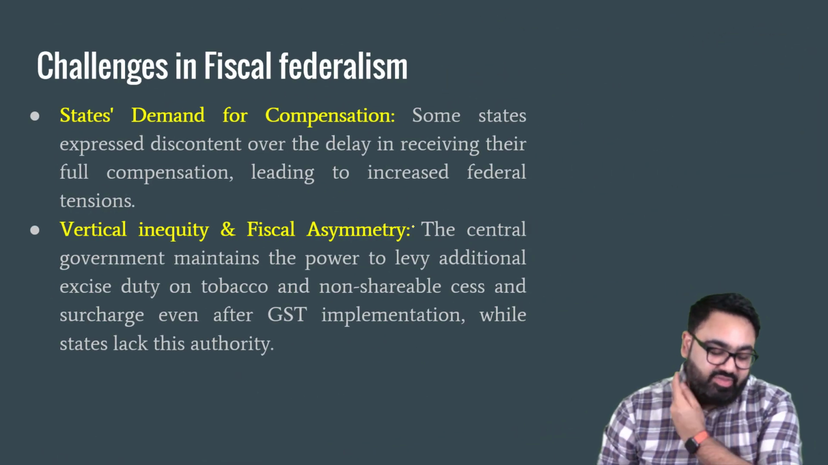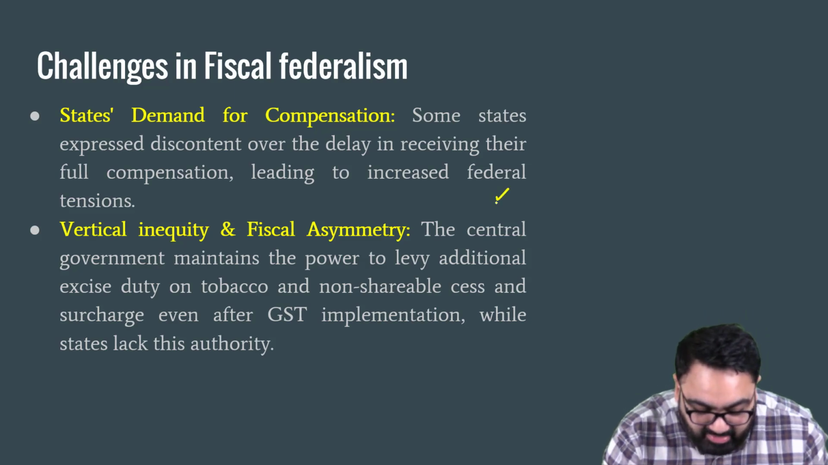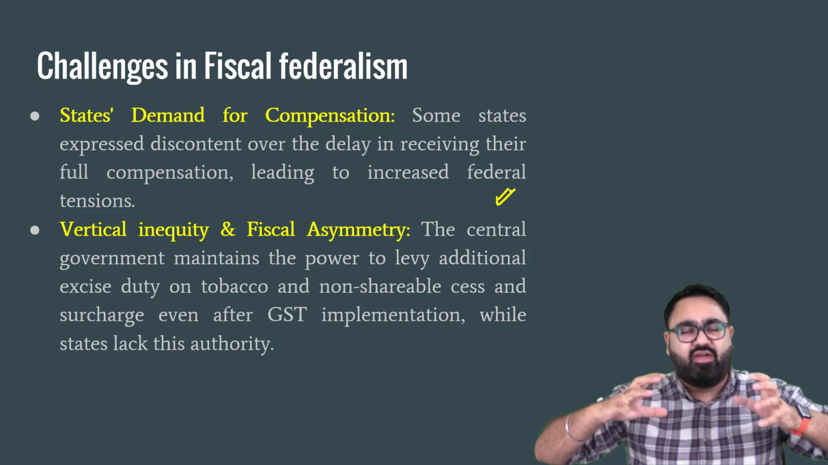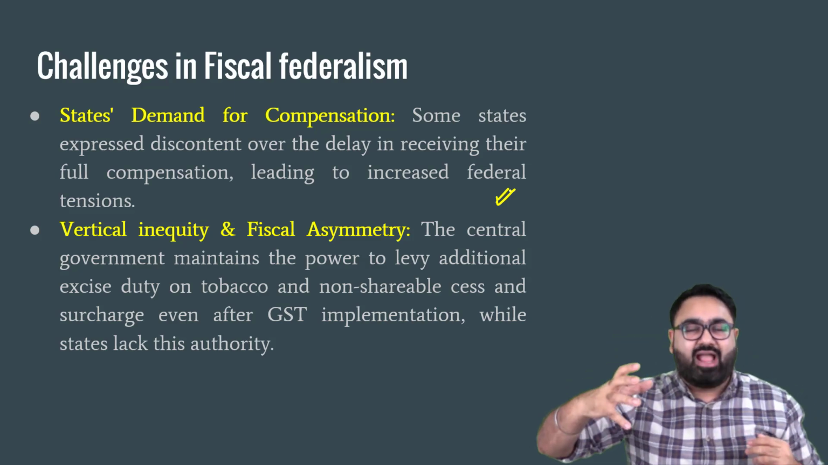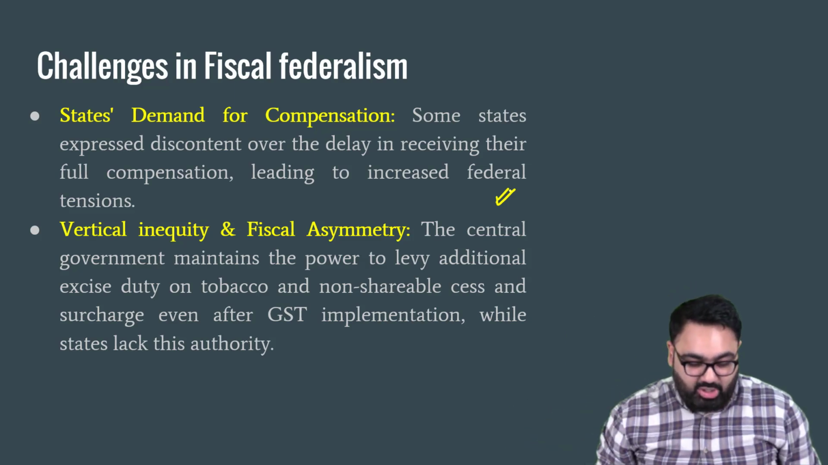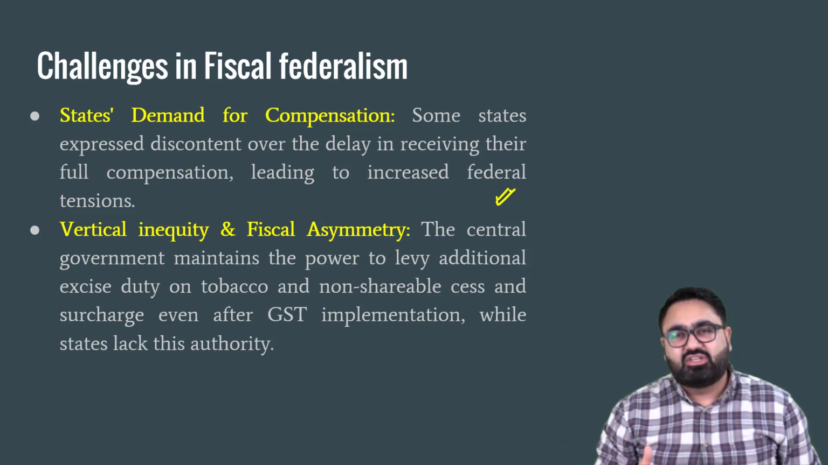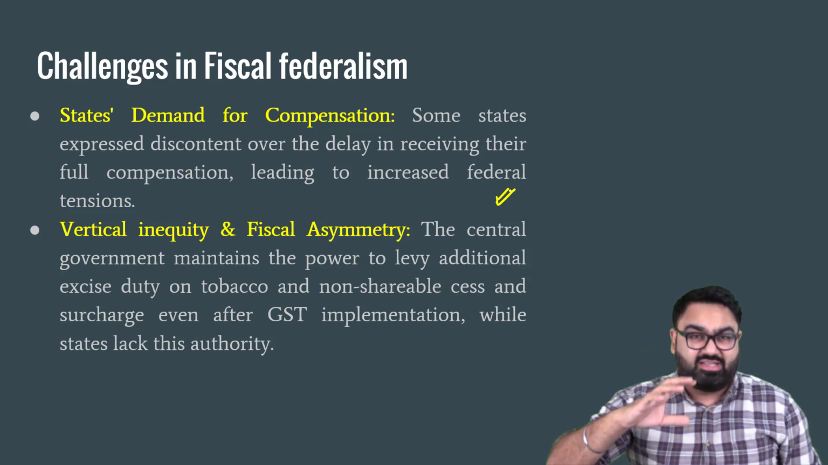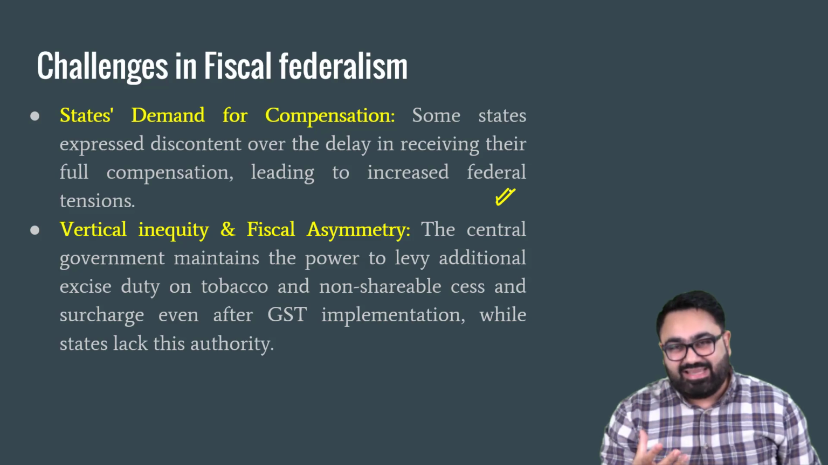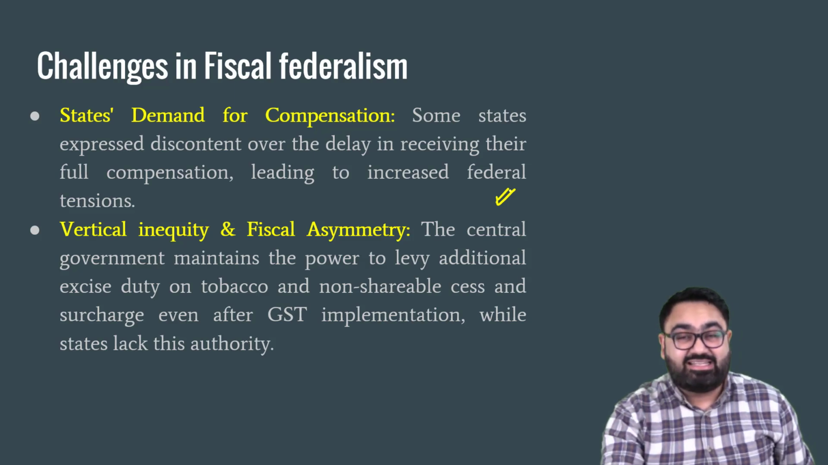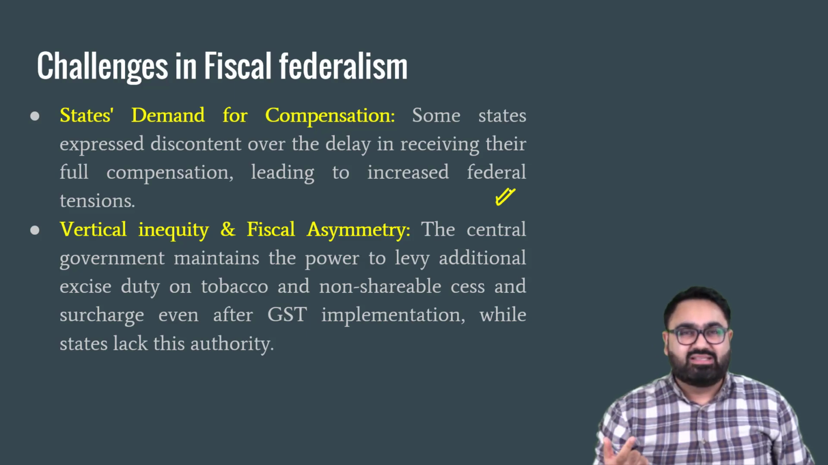For example, the states have complained that many states, especially those who are good in manufacturing, used to have more tax collection, more tax in their kitty pre-GST as compared to today. Many of the states were promised, don't worry, the central government will compensate any loss in revenue. But the states say that the loss in revenue has not been compensated.